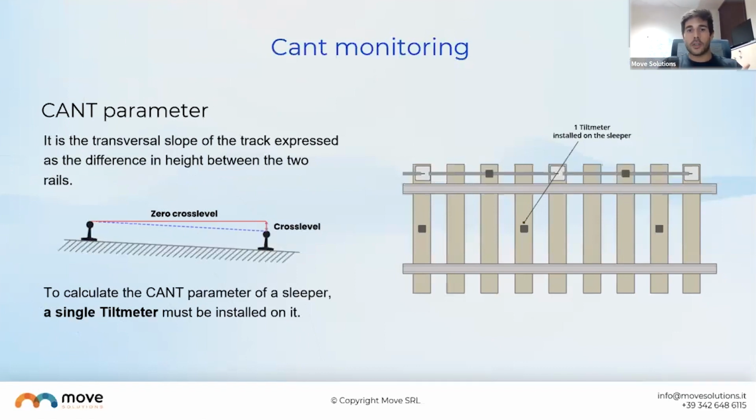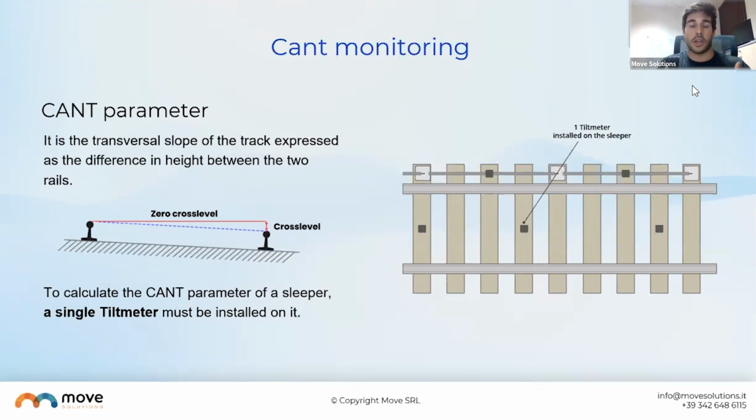So the cant, what is the cant? The definition would be that it's the transversal slope of the tracks, basically the difference in height between the two rails. If you take a railway tie, that railway tie can rotate, and the rotation of that tie can be collected with a tilt meter installed on the tie itself. You can see the arrow pointing at that tilt meter installed on the railway tie. That tilt meter is detecting an angle, which is the angle of rotation of the tie.